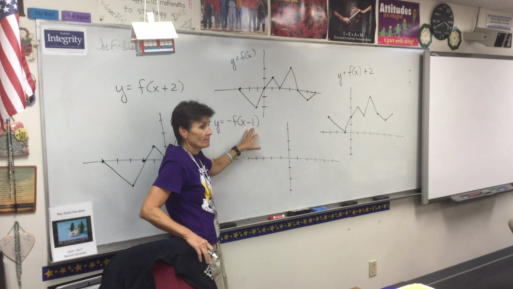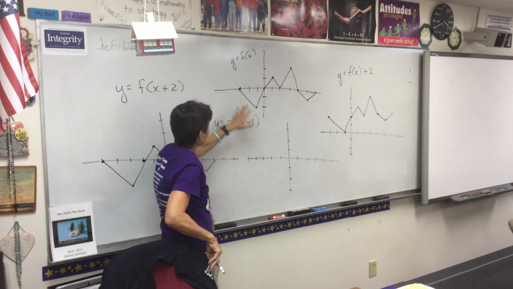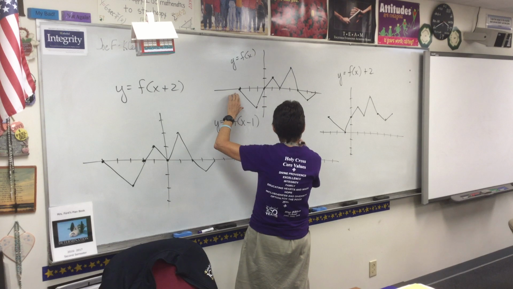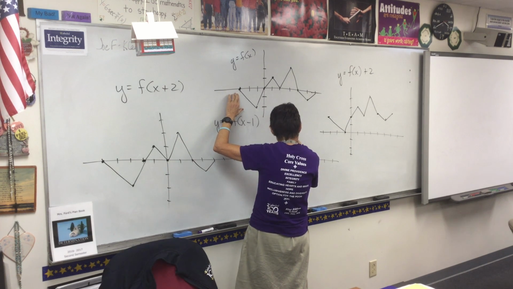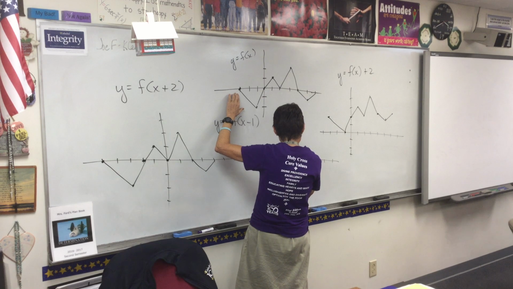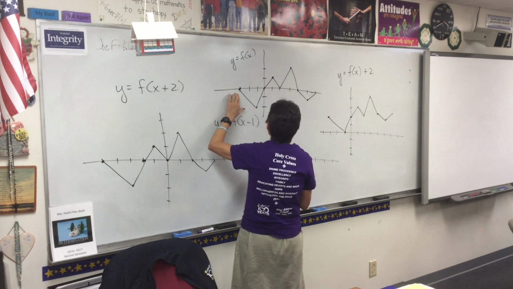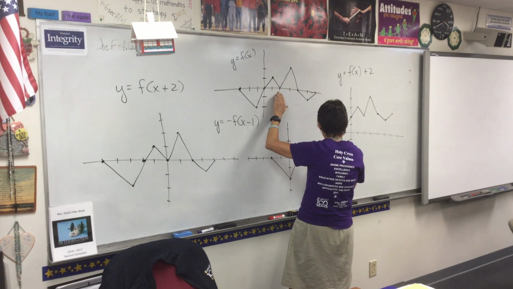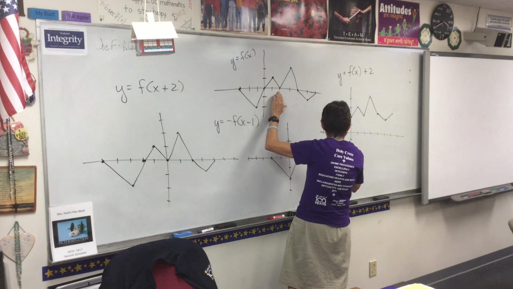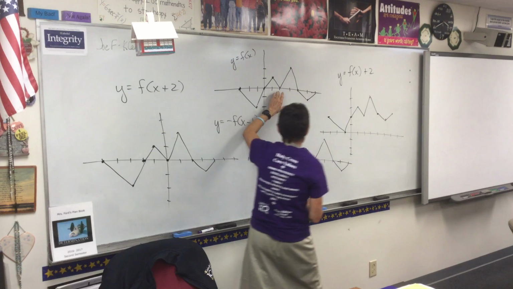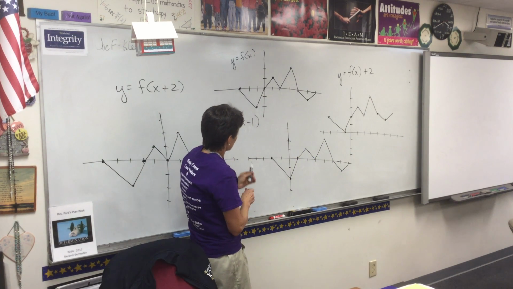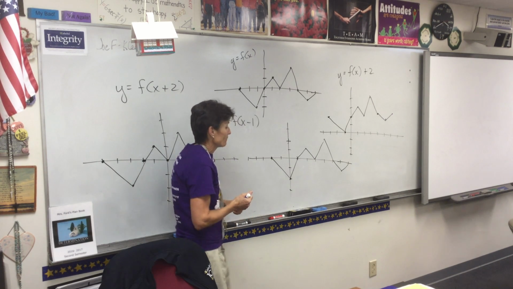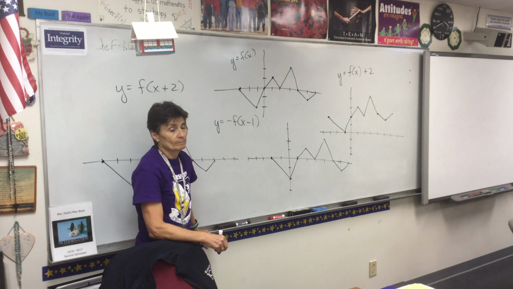Which way? Right one. Right. That's going right one. So I'm going back to my original picture, and I am taking everything right one. Right one. So everything is going right one. So this is my original picture with everything shifted to the right 1 unit.